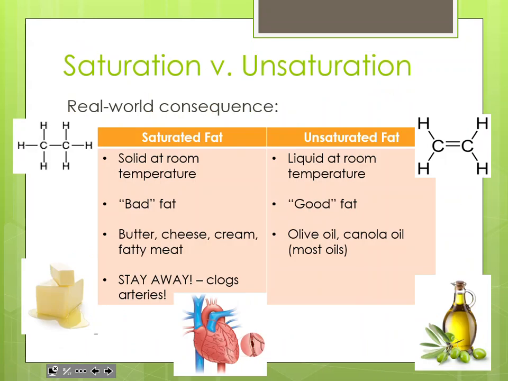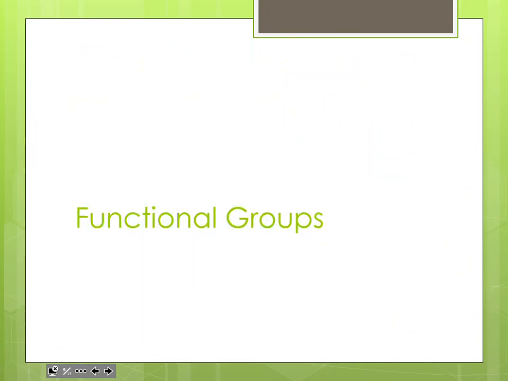So looking at our chart here, solid at room temperature, bad fat. So the butter, cream, fatty meat, steak and stuff that has the little marbling in it that you see, these are ones where you can have some, you just don't want to overdo it because that's where you run into some of these health issues. Liquid at room temperature, good fat: olive oils, canola oils, the fish oils. Anything that's liquid at room temperature that's an oil is usually pretty much in the unsaturated fat category. Okay?